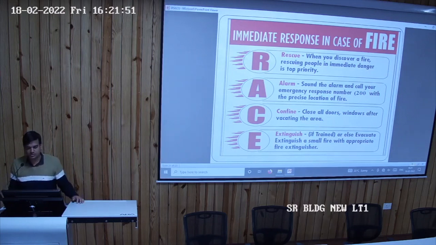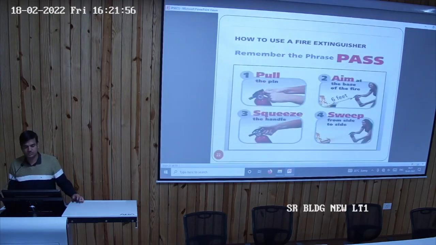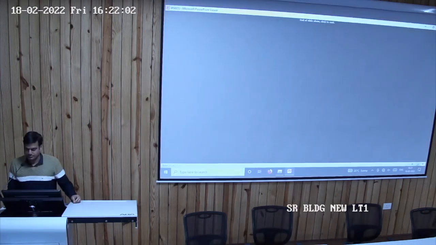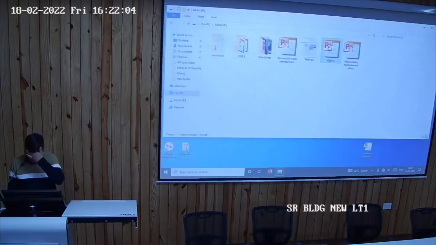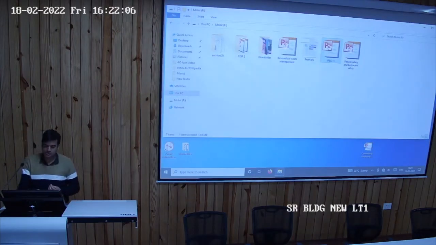So these are two strategies: RACE, that is rescue, alarm, confine, and extinguish. And then the second is PASS, meaning how to use it: pull, aim, squeeze, and sweep. And one more thing.